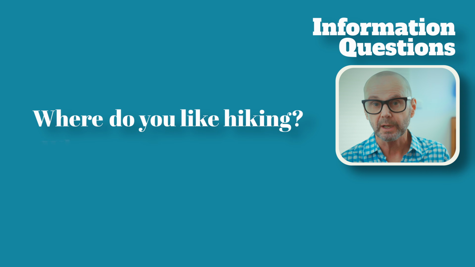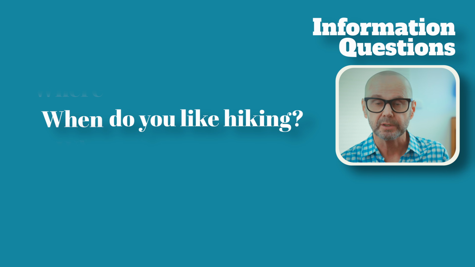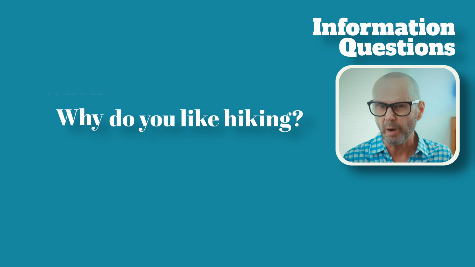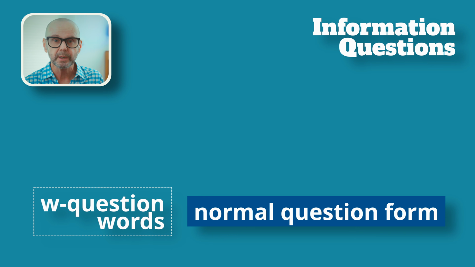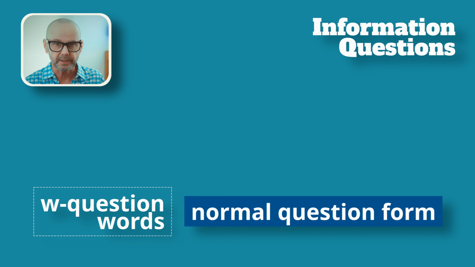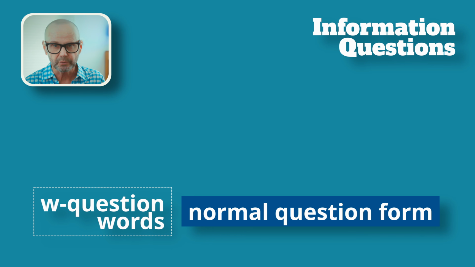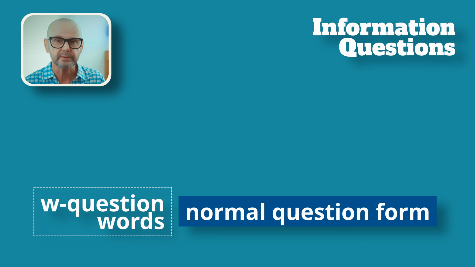And these are, of course, questions that we can only answer with ja or nein, yes or no. And sometimes we want more information. We might want to know, where do you like hiking? Or when do you like hiking? Or maybe even why do you like hiking? This is where our W question words come in. And we just put them out in front of our normal yes-no question. So nothing too complicated.